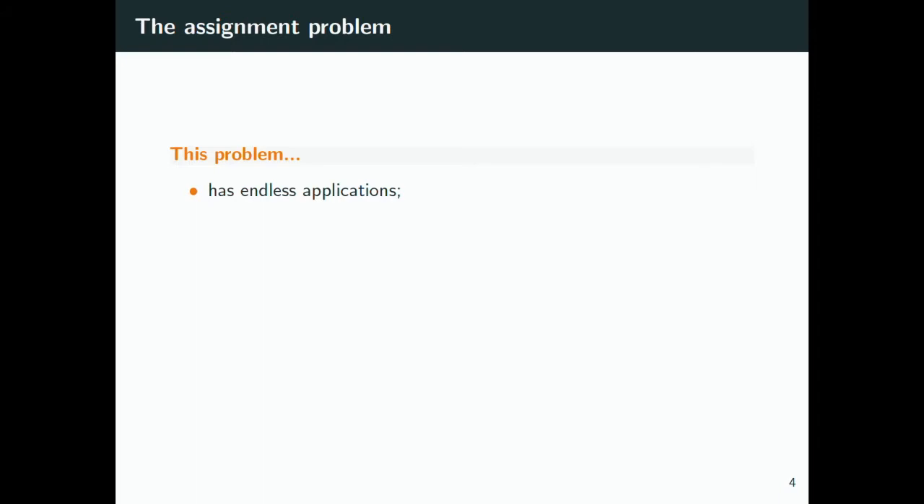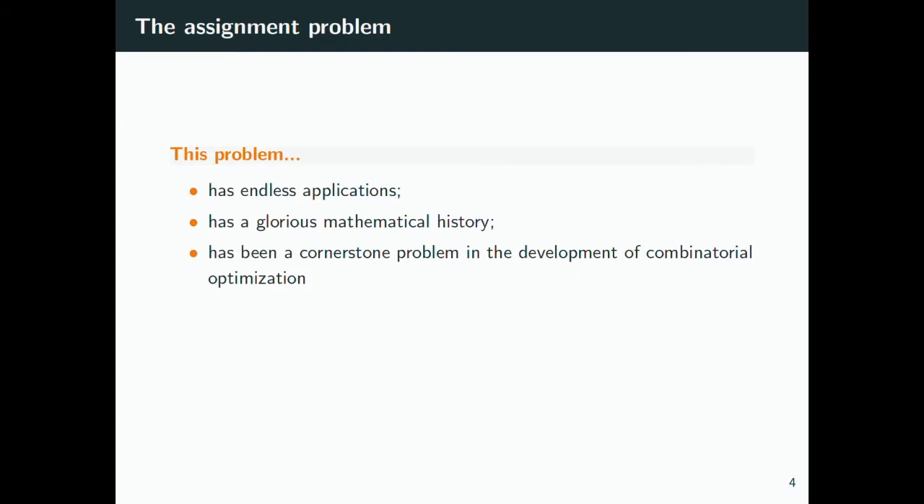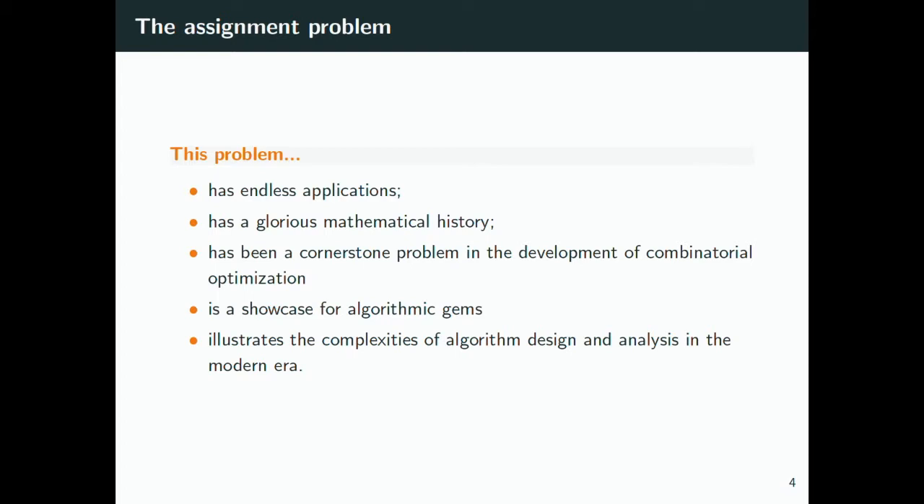But for right now, you can think about matching men and women, or jobs and employees, and so on. It actually has a very glorious mathematical history, which I'll be telling you a little bit about. It's one of the cornerstone problems in the development of combinatorial optimization. It's a showcase for beautiful algorithmic results. And I can use it to illustrate some of the complexities that we're dealing with now in our special semester on algorithms and uncertainty. So my hope is to give you a little bit of a taste of most of the points that are on this slide.